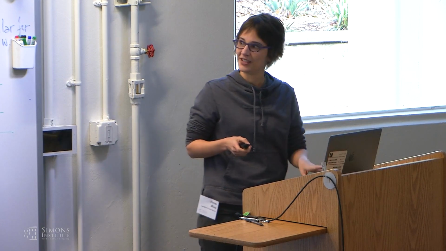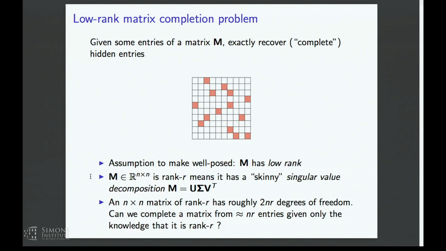So I want to start by very quickly going through the older classical results on matrix completion, which are now 10 years old or so. The setup is that there's some matrix M, we don't know it, but we can see some entries of the matrix. And we want to exactly recover or complete the hidden entries from only a few entries that we see. A common assumption to make the problem well posed, and which models real types of matrices in the world, is that M has low rank.